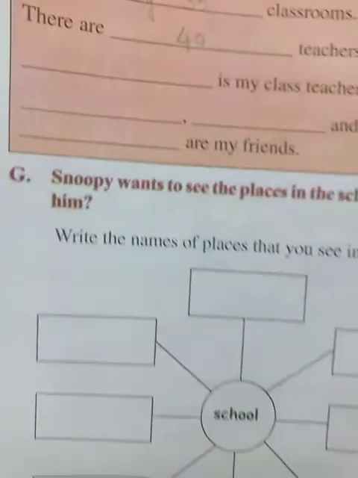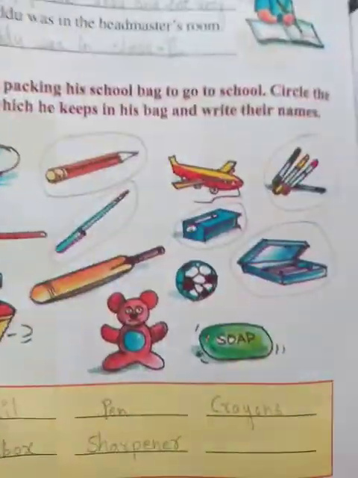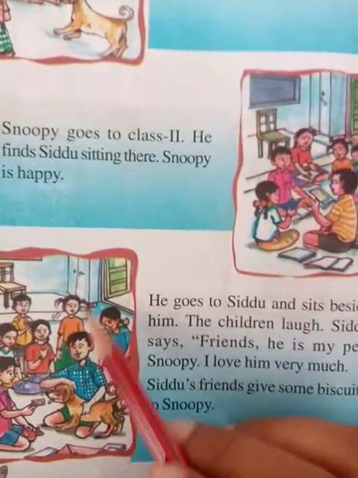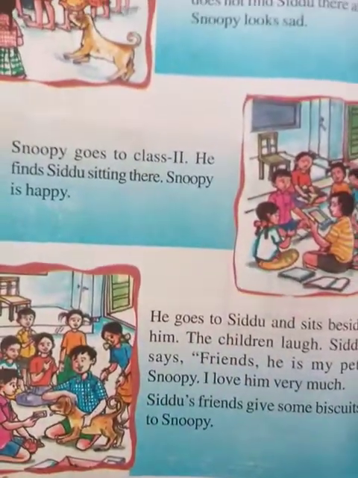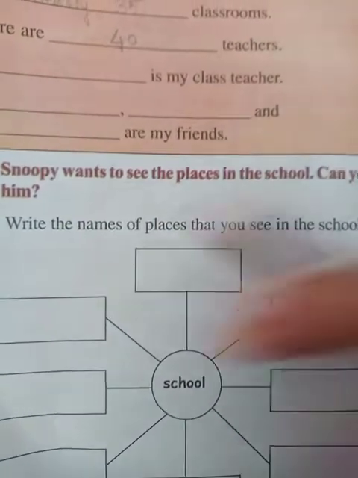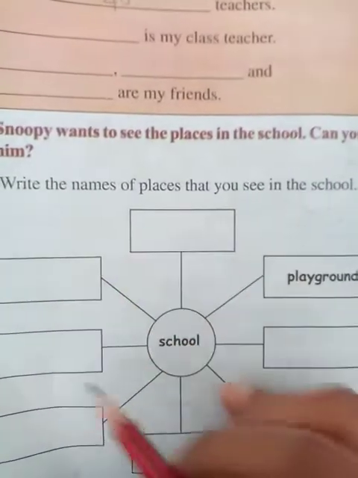Yes. So here, G. Snoopy wants to see the places in school. Can you help him? Snoopy is in school with Siddhu, right? So here Snoopy wants to see the school premises, I mean the areas in the school, the places in the school. So here we have to show the places to Snoopy. Write the names of places that you see in the school. So in our school, what are the places we can see? We have to write their names.